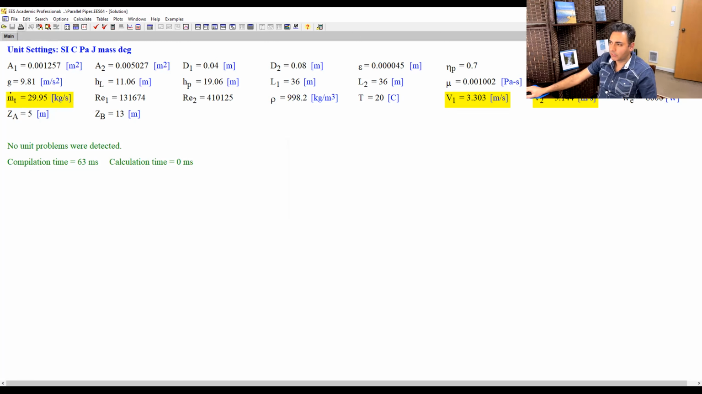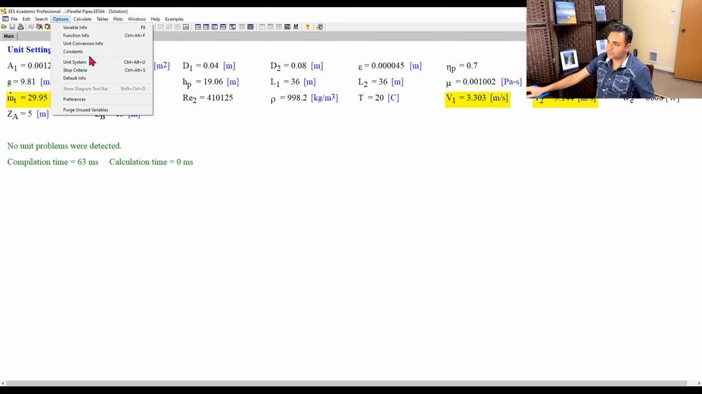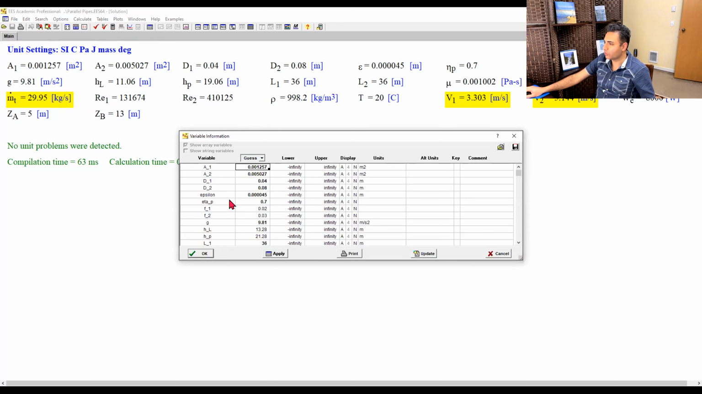However, let's say you did not do this. You didn't know about this technique, and you are just learning about fluid mechanics. You don't know that the friction factor is not going to be 10 or 11. You just want the code to solve it for you. So what do you do in that case? You go to Options, then Variable Info, and you have to go to the key factors here, which are friction factor F1 and F2, and Reynolds number. All the variables that might cause problems for us.